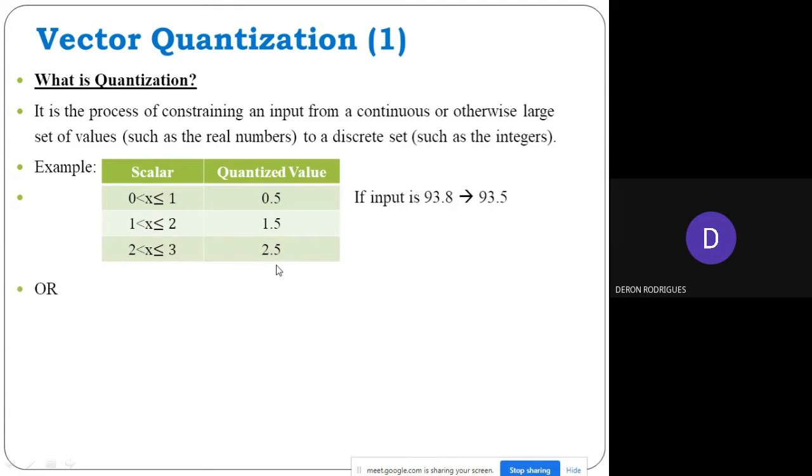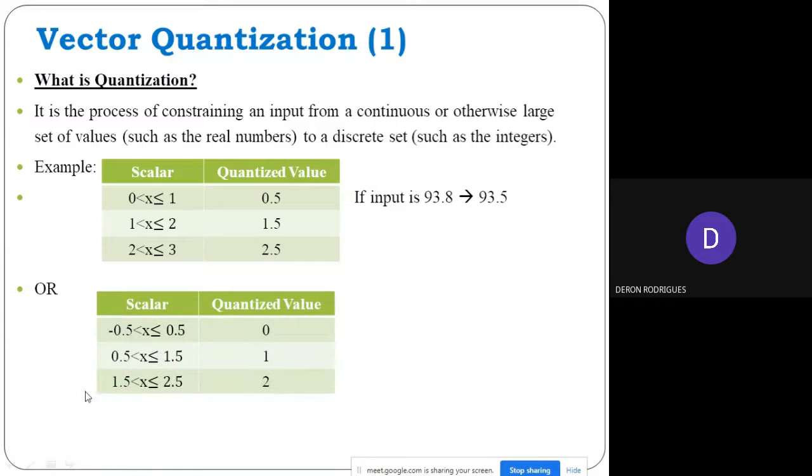Now, if we take a value of, say, 93.8, it will be mapped in this case to 93.5, because any value between 2 and 3 is given the average, that is 2.5. Similarly, any value between 3 and 4 will be given 3.5. So any value between 93 and 94 will be assigned the value 93.5. This is a simple example of quantization, just for you all to know what quantization is.